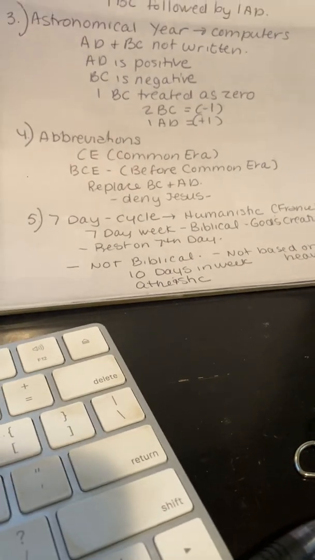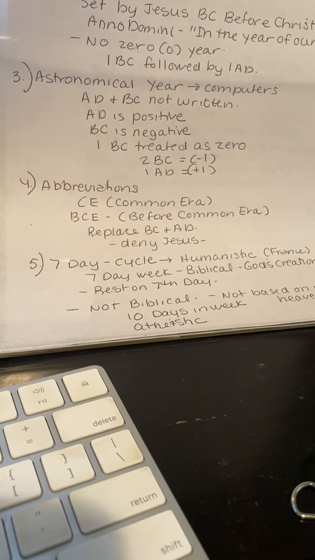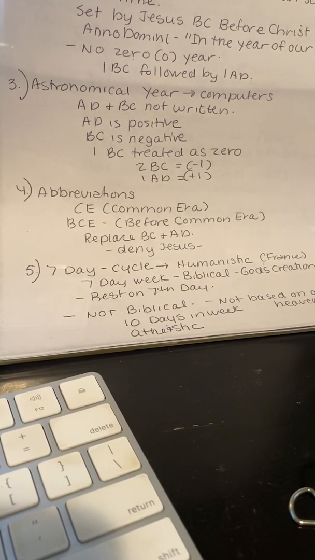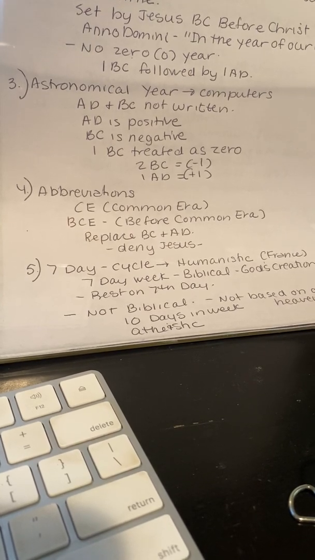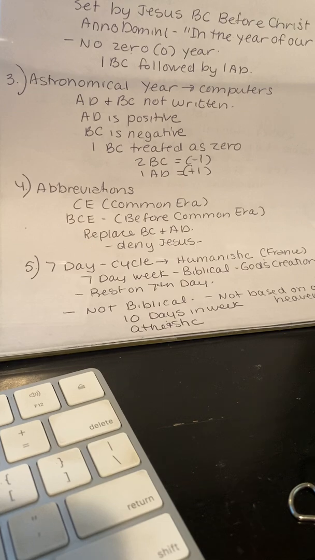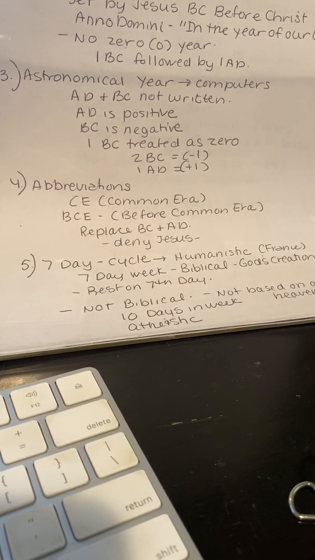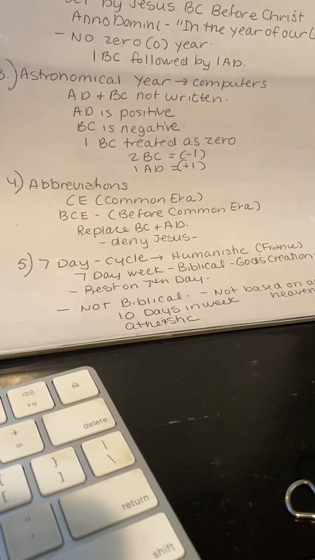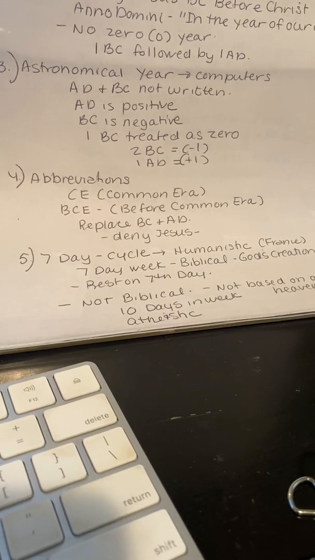There's another type of abbreviation here, and that is CE and BCE. That's what you'll see all the time, especially in certain texts where they do not want to have anything to do with Christianity. They want to replace it by these numbers. CE means the Common Era, and BCE means before the Common Era. So instead of before Christ and in the year of our Lord, they're going to call this the Common Era. So you'll see that too in a lot of different places.